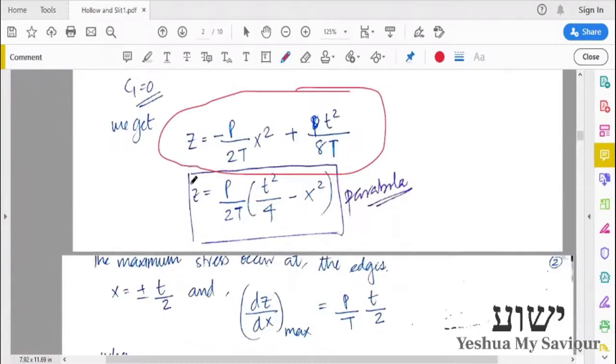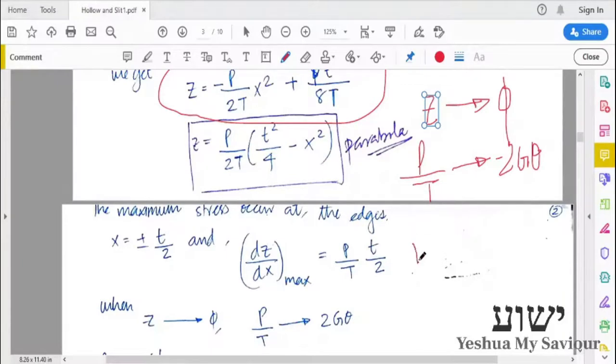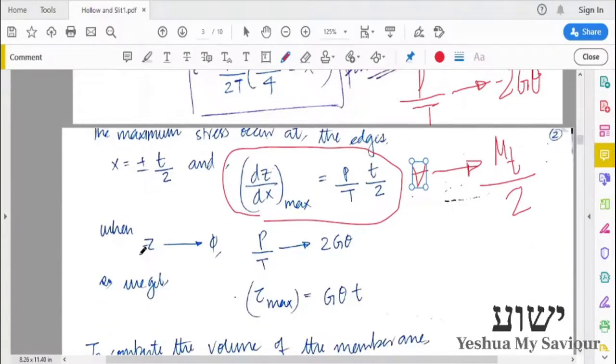So how can we transpose this into the equation of stresses? We have the membrane analogy. As I said earlier, when z tends to phi, p by t tends to minus 2 theta, and v tends to mt by 2, where mt is the torque transmitted. From this, we can see that the maximum will be at plus or minus t by 2, which is given by this. Applying the membrane analogy, when z tends to phi and p by t tends to 2 d theta, we get tau max.